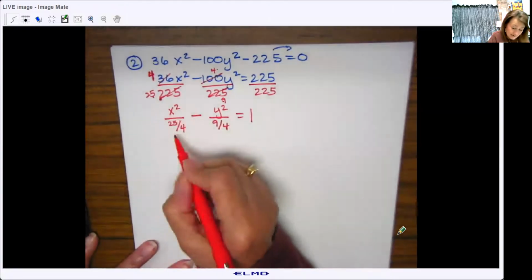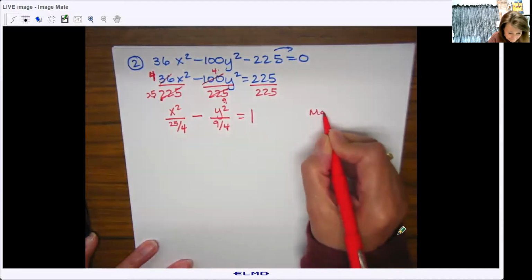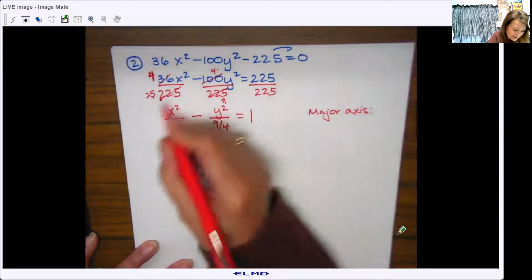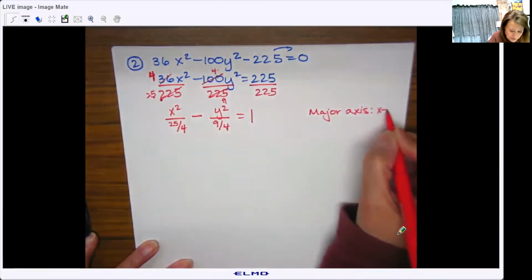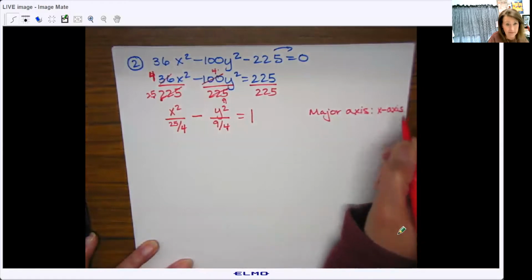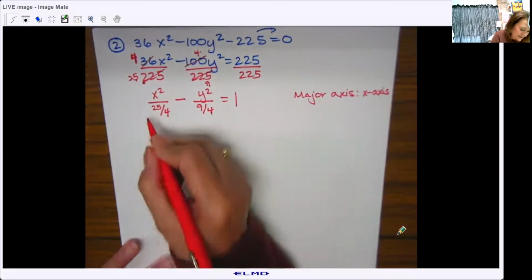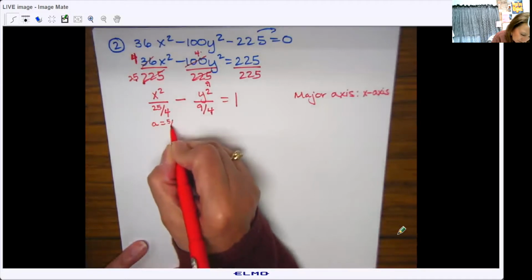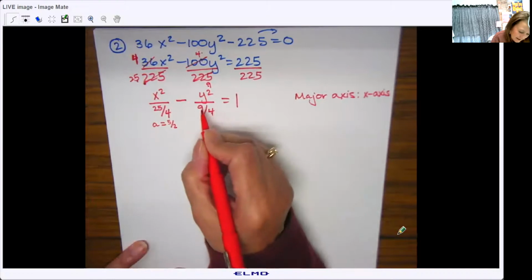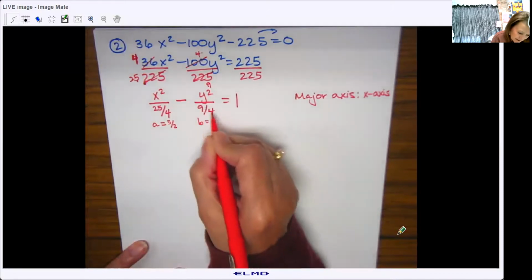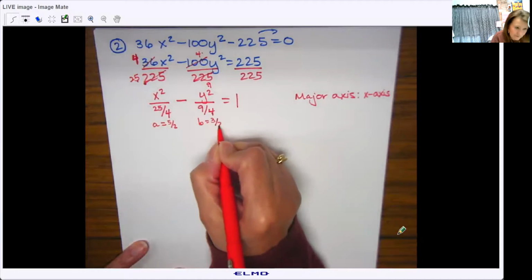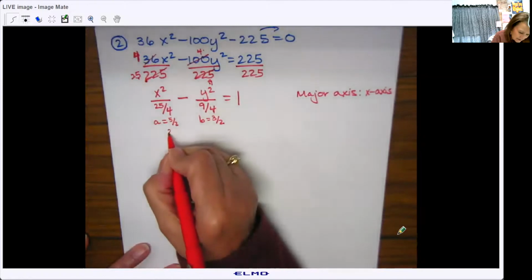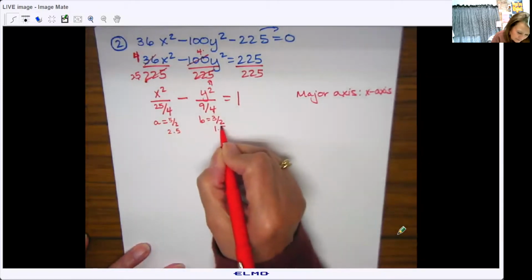Okay, the major axis is going to be the x-axis, because that's positive. It has nothing to do with which one is larger like it did with the ellipse. It's which one is positive. So it's the major axis. Now that means A is going to be the square root of that, and the square root of that looks like 5/2 or 2.5. And B is going to be the square root of that over the square root of that. Looks like 3/2. So I worked some that were not quite so easy. So what is that? 2.5, and that's 1.5?